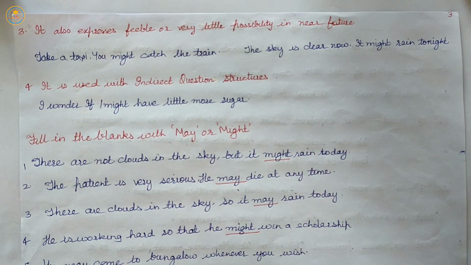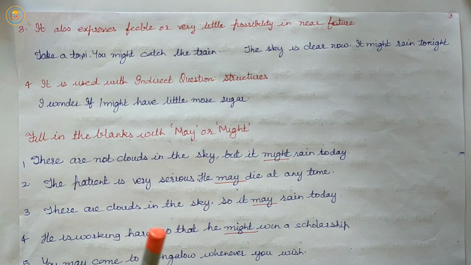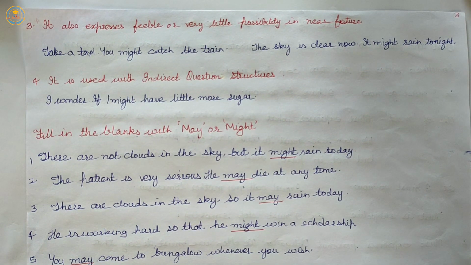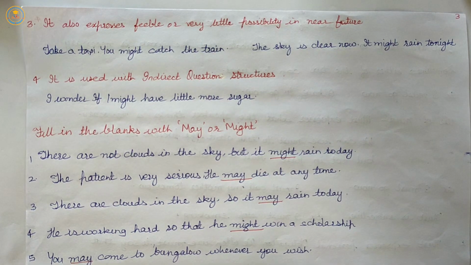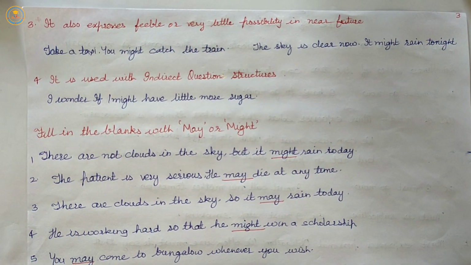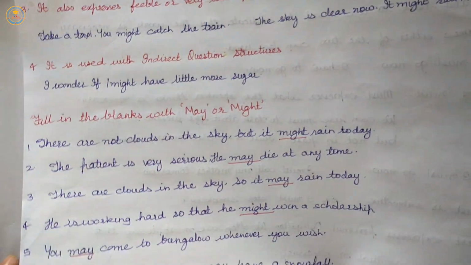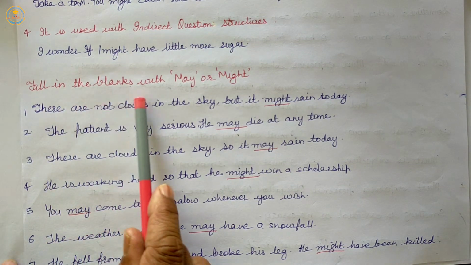typical occurrences. Next, to not give permission, and use of might to take permission very politely and with hesitation in present tense. Next, to express possibility of the past. Next, it also expresses feeble or very little possibility in near future. Next, it is used with indirect question structures. So, let us move to the examples or sentences first. Our exercise is fill in the blanks with may or might.